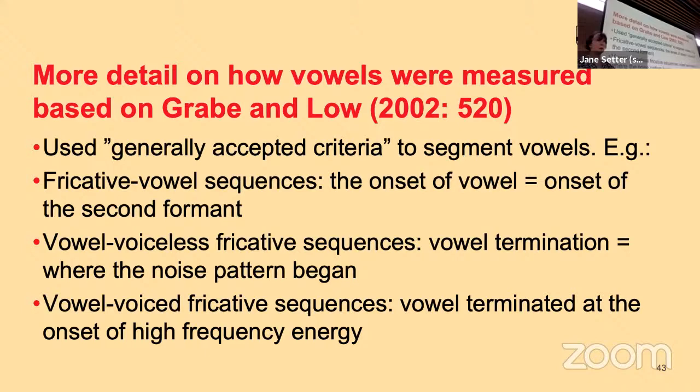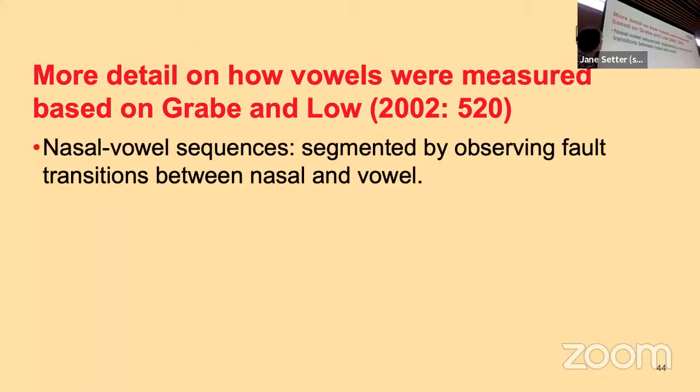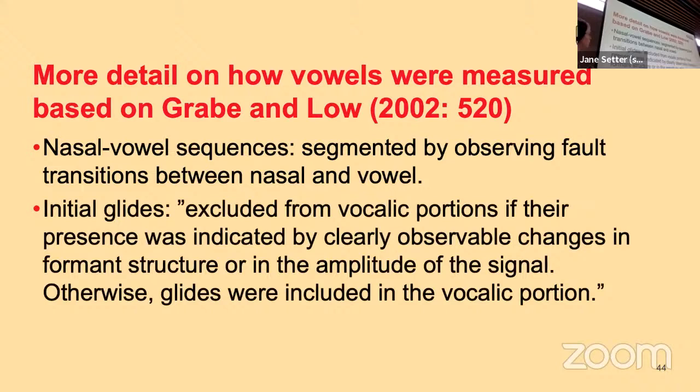And we've got a few other things going on here. Nasal vowels can be a bit more tricky. And with initial glides, they were excluded from the vocalic portions if their presence was indicated by clearly observable changes in formant structure or in the amplitude of the signal. Otherwise, glides were included in the vocalic portion. So they just included the whole thing in there. So you can find agreed criteria and you can use those, or you can say, actually, I'm not happy with this, I'm going to come up with my own, but you have to be very clear about what it is you've done and how you've measured things. Because with all of this kind of stuff, when you're labeling things, you do need to get inter-rater agreement that your measurements are reliable. So we're looking for reliability here, and that is something that is vital.